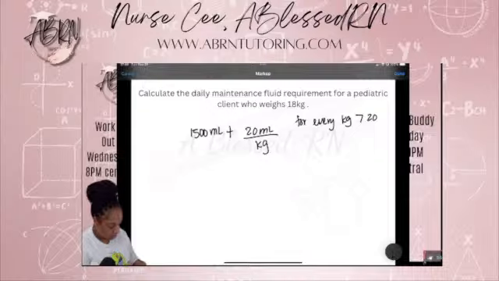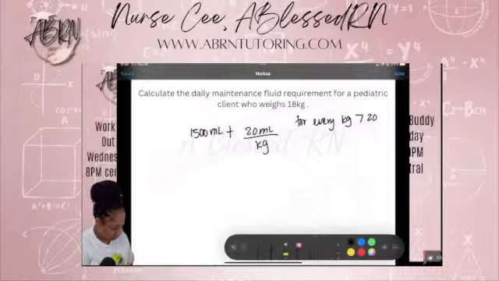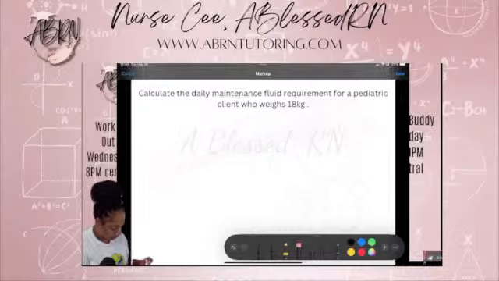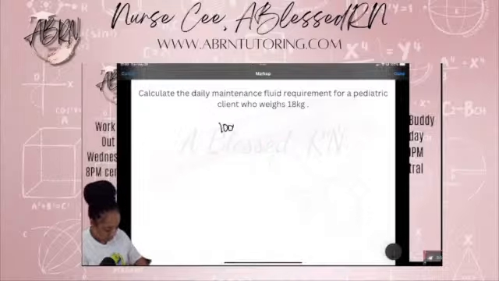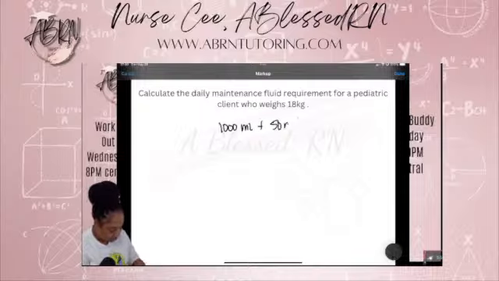Okay? So, well, hold on. They're not 20. I don't know what I'm thinking about. So it's the second one. So they get 1,000 milliliters plus 50 mLs per kilogram. I don't know why I thought I saw 28.